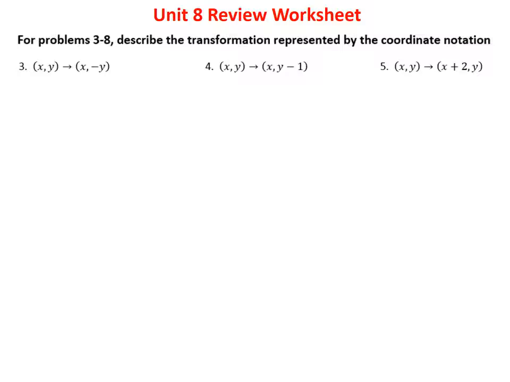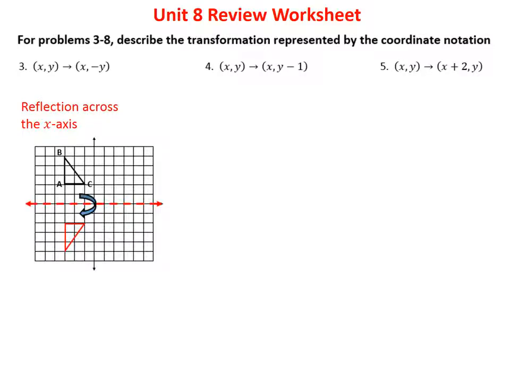Problems 3 through 8 ask us to describe the transformation represented by the coordinate notation. If you notice the first one, (x, y) becomes (x, negative y). So what's happening is that the x stays the same, but the y flips. This is a crossing of the x-axis. You notice point A is (negative 1, 2) and A prime is (negative 1, negative 2). All that happens is the y flips across the x-axis. So that is a reflection across the x-axis.